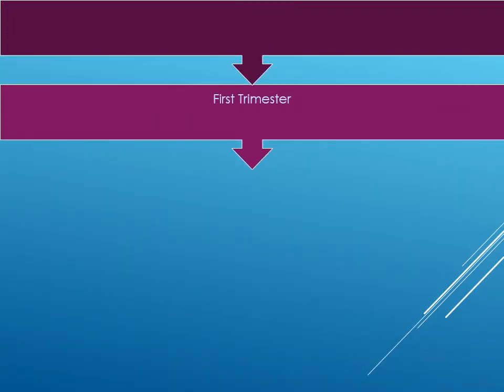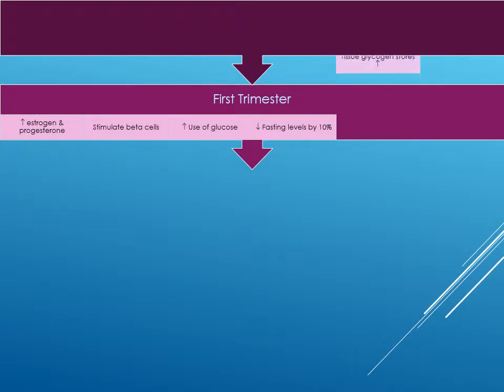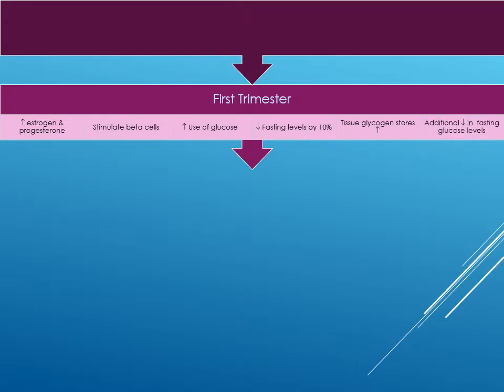During the first trimester, the pregnant woman's metabolic status is affected by the increase in estrogen and progesterone. Because of the hormonal influence, the beta cells in the pancreas are stimulated to increase insulin production. This leads to an increased peripheral use of glucose and decreased blood glucose, which in turn reduces fasting glucose levels by 10%. At the same time, an increase in tissue glycogen stores and a decrease in hepatic glucose production occurs, which decreases fasting glucose levels even more. As a result of these changes, a nurse would expect insulin needs of the insulin-dependent diabetic mother to decrease.